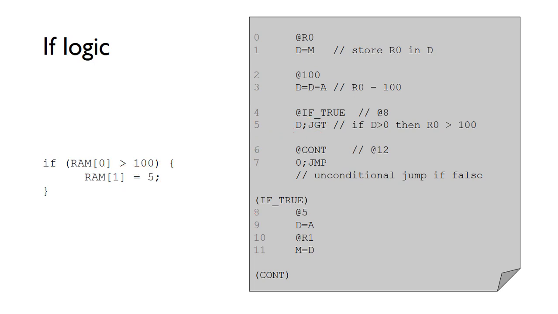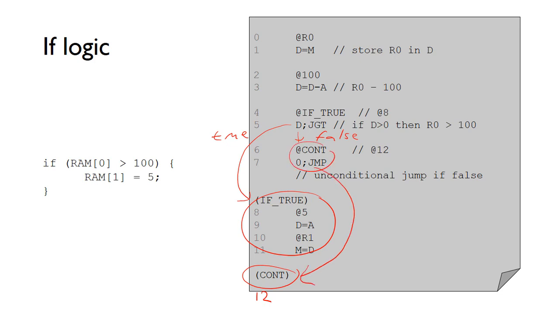If it's true, we'll jump to here, and if it's false, we'll just carry on. If it is false, we obviously don't want to execute this code, so there's another label after this. I've called it cont, for continue. We've got instructions 0 to 11, so the next one will be 12, and when it's assembled that becomes @12. Then we're doing an unconditional jump. 0;JMP just means it doesn't matter, we jump to whatever value is stored in the A register. So if it's false, we'll do this bit of code, then jump past the true code.